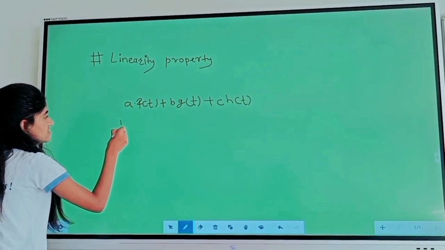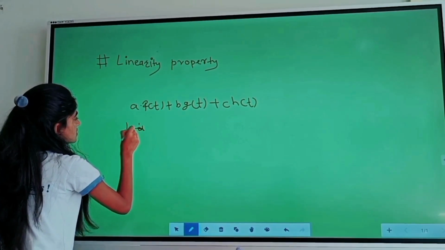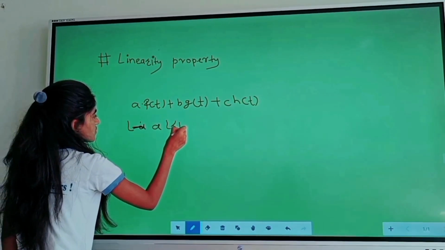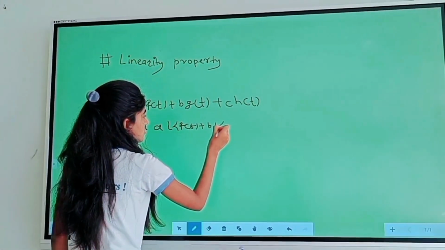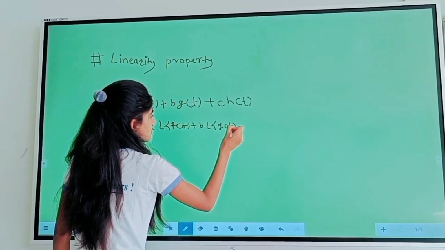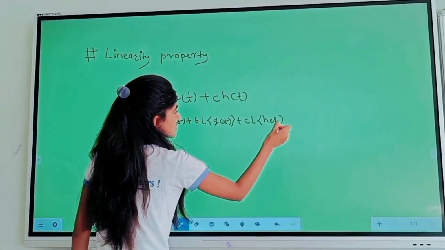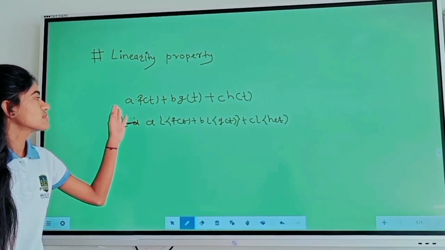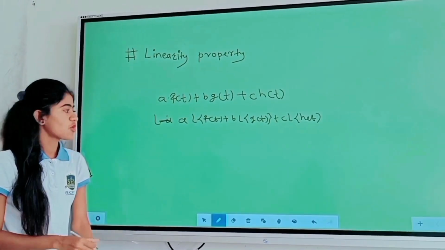So by using the Laplace transform we can find a into Laplace of f of t plus b into Laplace of g of t plus c into Laplace of h of t. So this formula is given by the linearity property. So we can find the proof of the linearity property as follows.